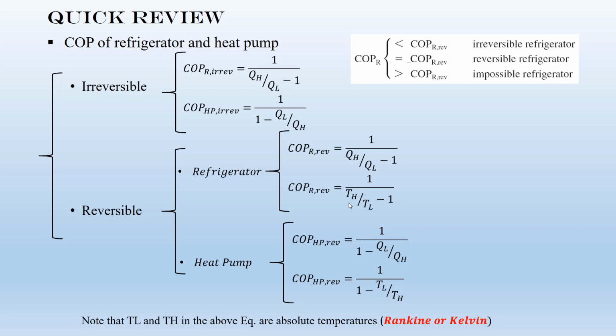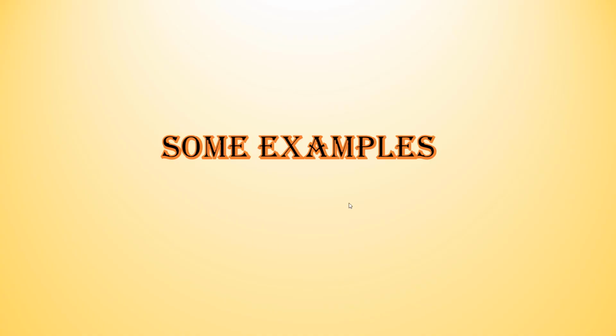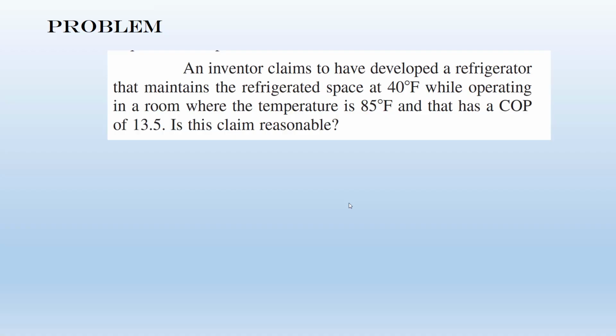So this is a short review, guys, from my previous lectures. Let's go over 3 examples today. The first one: an inventor claimed to have developed a refrigerator that maintained the refrigerator space at 40 Fahrenheit while operating in a room where the temperature is 85, and the COP of this refrigerator is 13.5. Is this claim reasonable?